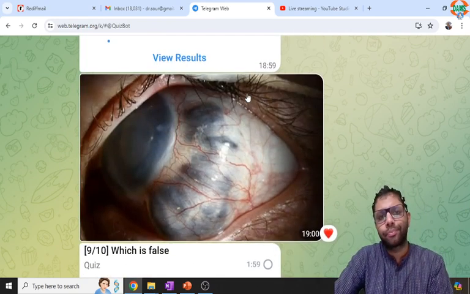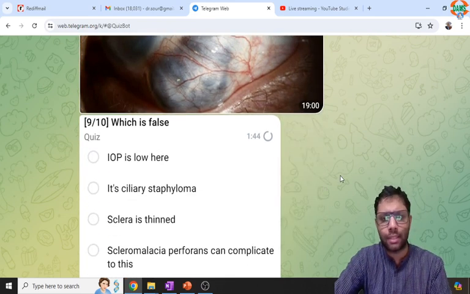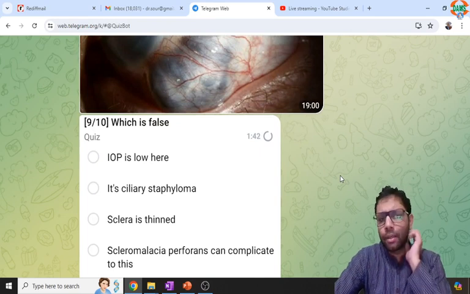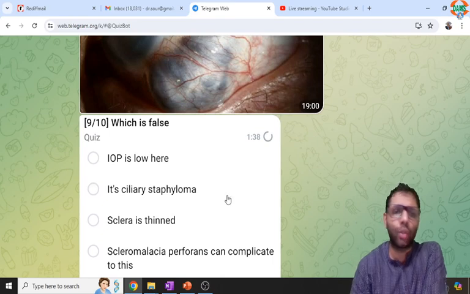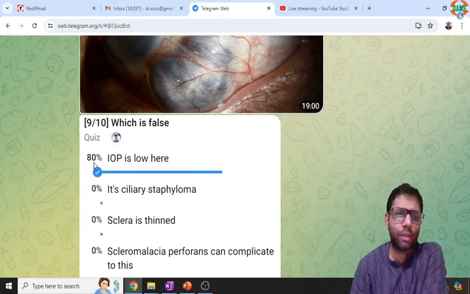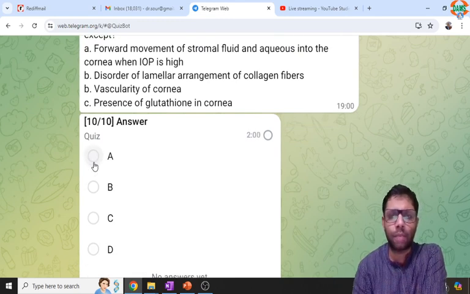Now, here the sclera is thinned out, lined by uvea, because the choroid is lining the sclera, and there is a bulging over here. And the bulging is not at the limbus, it is in the ciliary body area. So that is specifically ciliary staphyloma, which can be a complication of scleritis, scleromalacia perforans. And IOP is high, that's why the bulging is there. So IOP is not low over here. That's why the answer over here is ciliary staphyloma. IOP should be high, and the optic disc might be damaged. That's why the prognosis is poor.